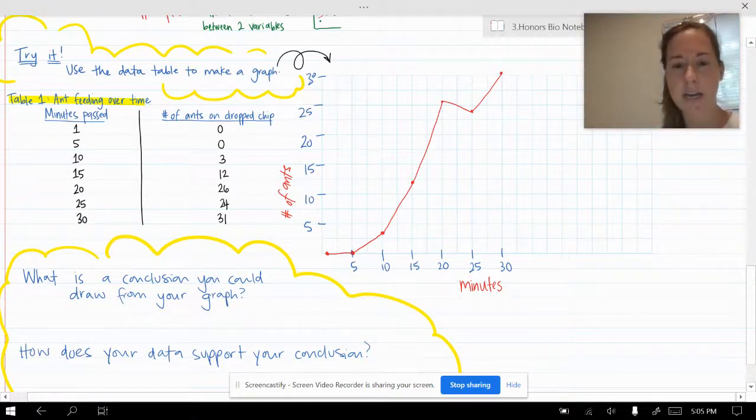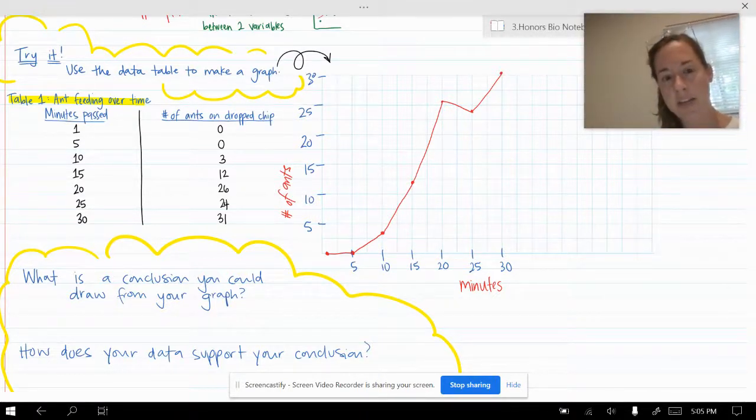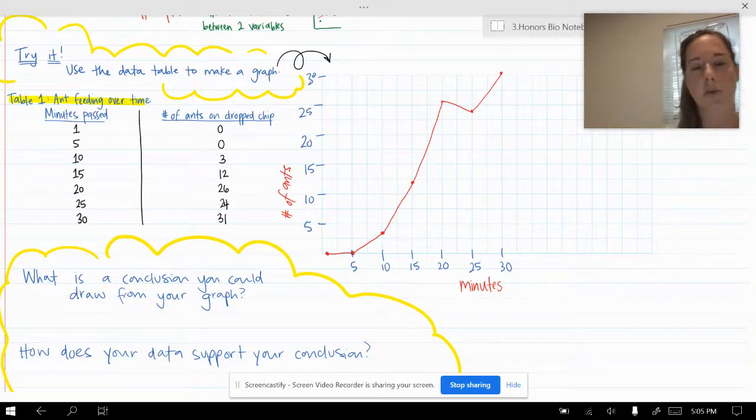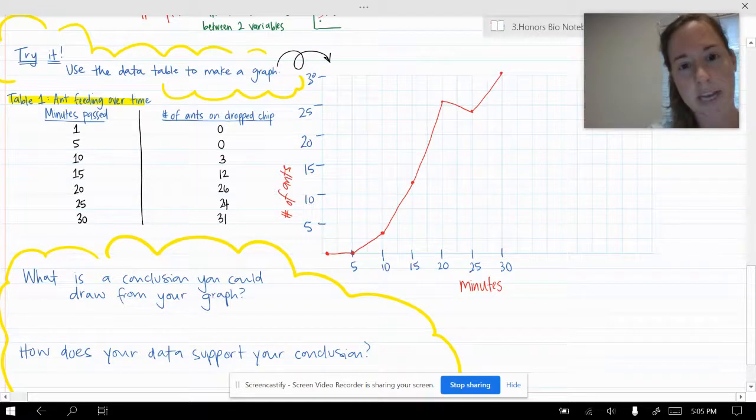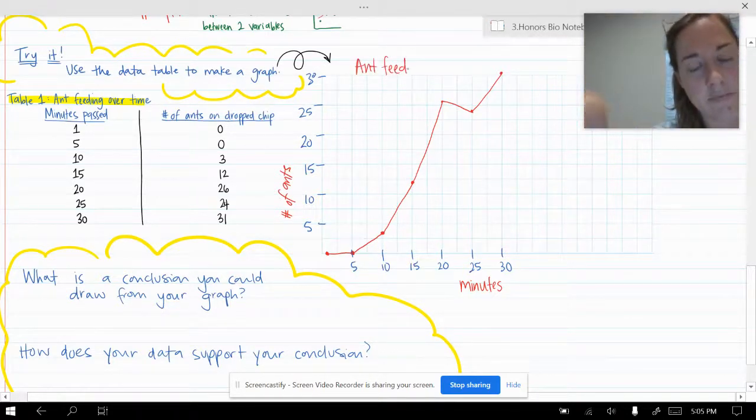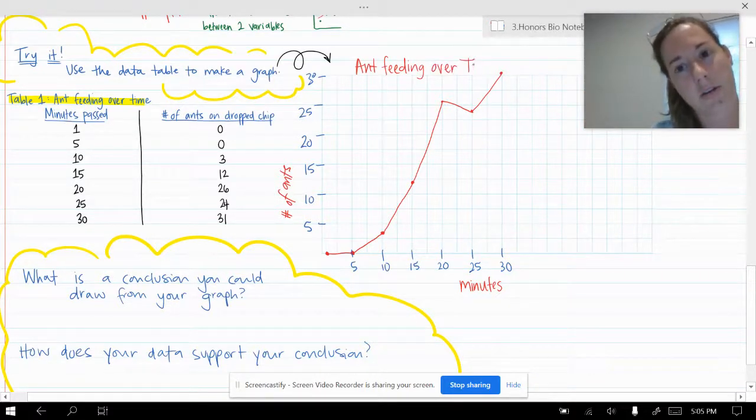So now here's my almost finished line graph. The only thing it needs now is a title. So I'll call it the same thing as my table: ant feeding over time.